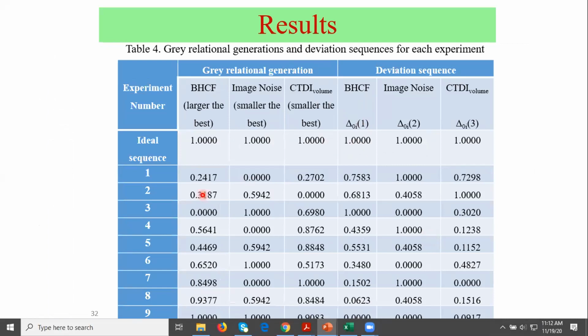One minus this value, you are getting this one. Same thing, 1 minus this one, you are getting this one. Same like that for the beam honey correction factor, the image noise, and the CTDI value, that is the deviation dose. For these three output values, we did the deviation sequence based on this formula.